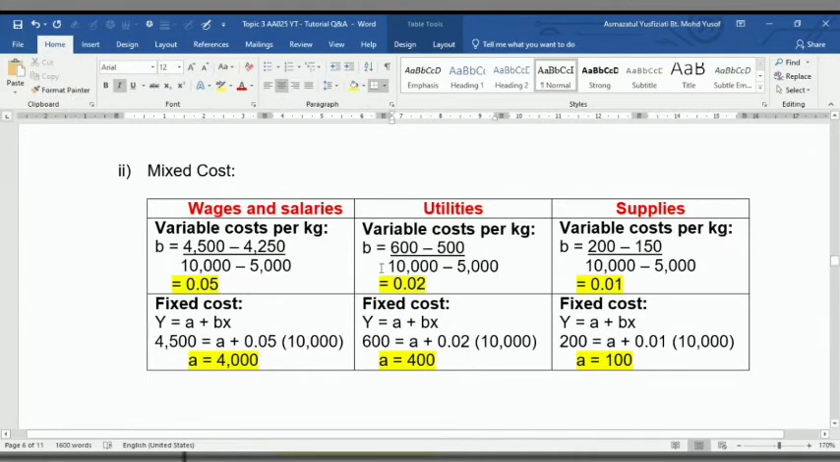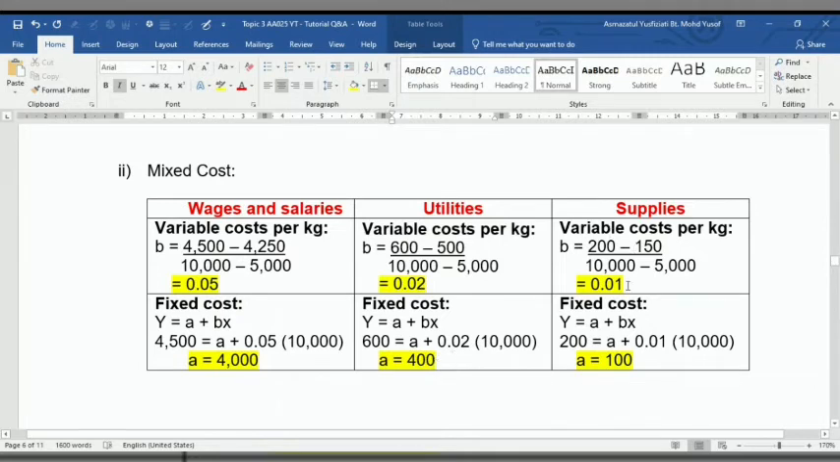Okay, so the same goes to utility. You have to calculate the utility variable cost per kg. So b equals to the highest cost is 600 minus the lowest cost is 500, over 10,000 unit, the highest unit, minus the lowest unit is 5,000. So variable cost equals to 0.02, means 2 cents. And then you have to find the fixed cost. You solve the problem, you get the fixed cost equals to 400.